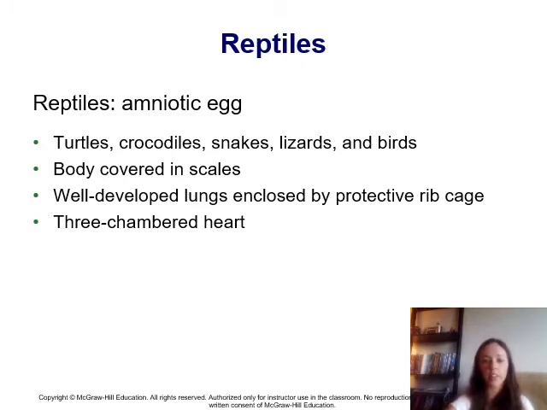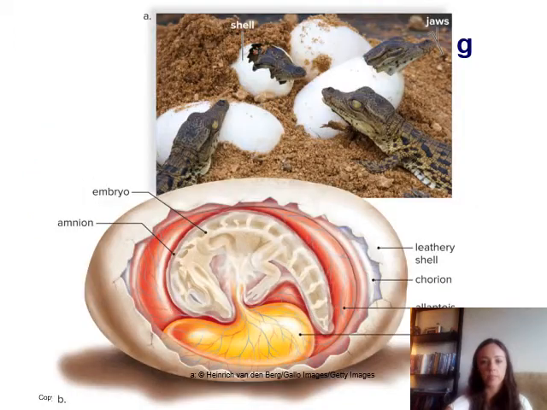Amphibians do not have shelled eggs because the eggs are laid in water and therefore don't dry out. Because reptiles lay their eggs on land, their eggs do need a shell so they don't dry out, and this is what is called an amniotic egg.